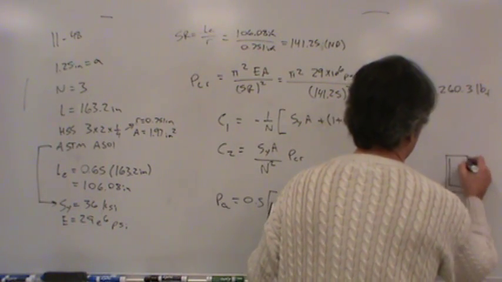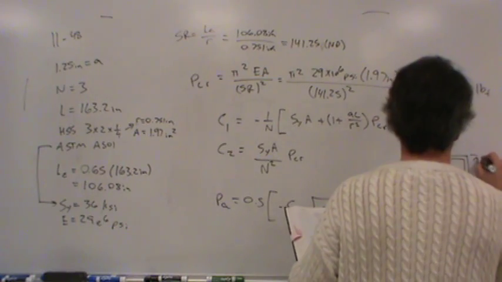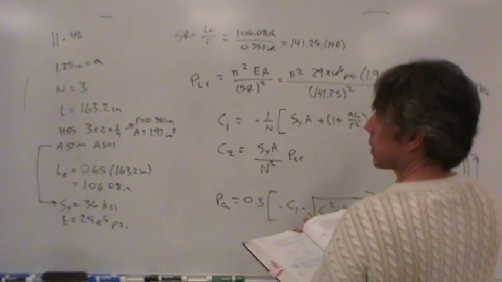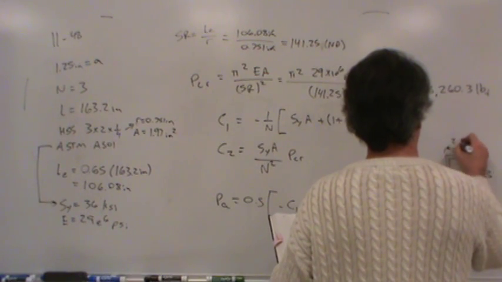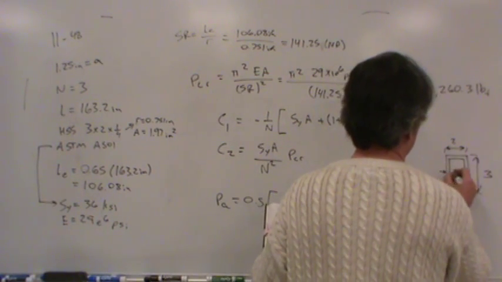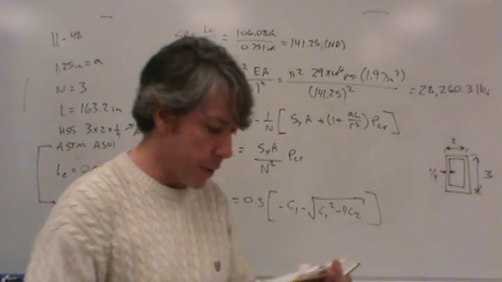So essentially, here's what we're dealing with. We've got the dimensions on this side, 3 by 2, so 3, 2, these are all inches, and then nominally a quarter wall.